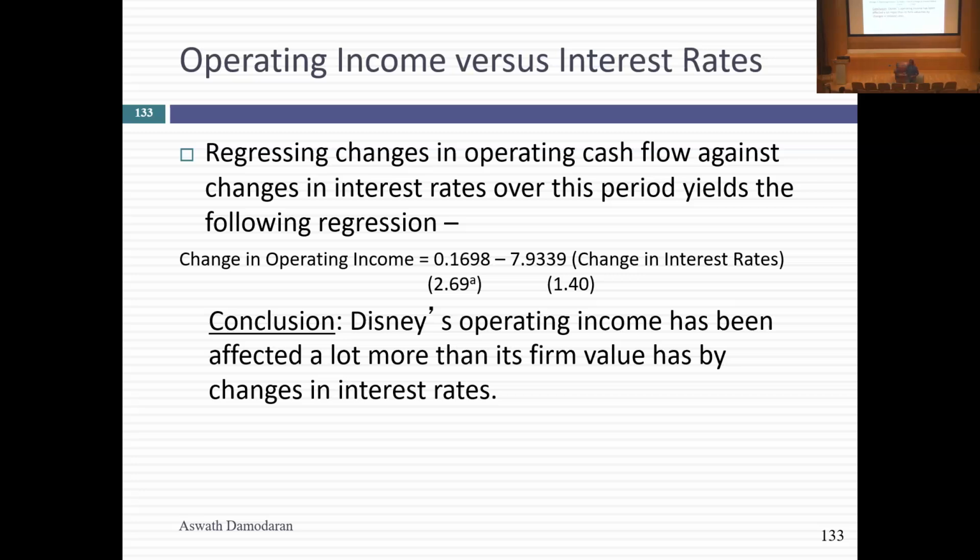And here the relationship is stronger. It's negative. So every 1% increase in interest rates lowers Disney's operating income by about 7.9%. The T statistic is still not high enough to be statistically significant, but it's higher than it was with the firm value regression. So at least for Disney, the interest rate regressions don't yield an incredibly strong conclusion because Disney is a company that doesn't seem to be affected that much, at least over its history, by changes in interest rates.